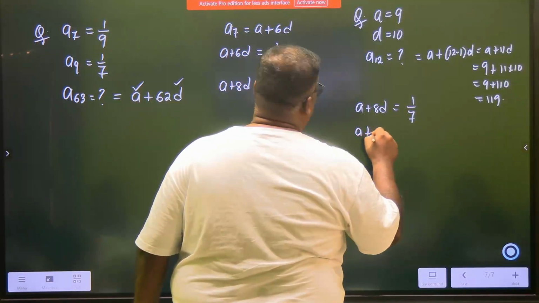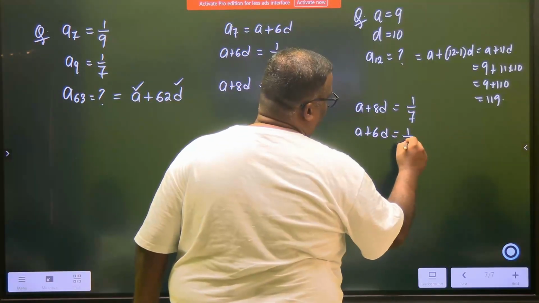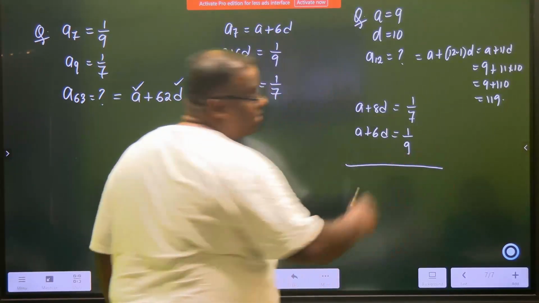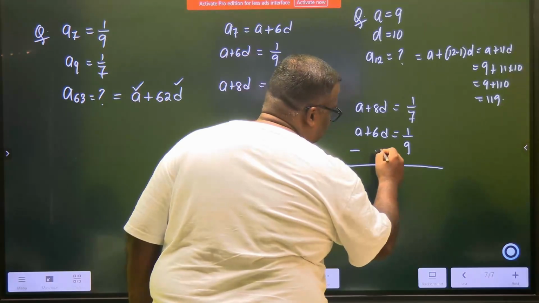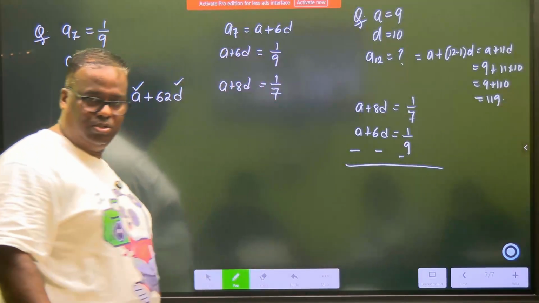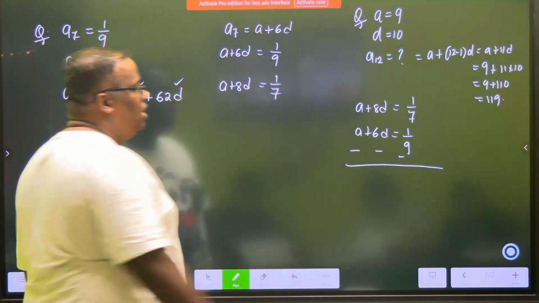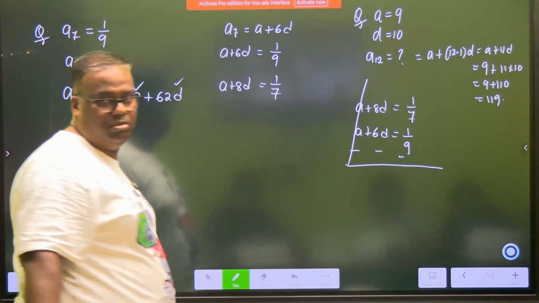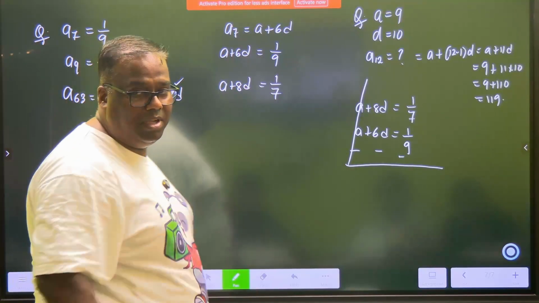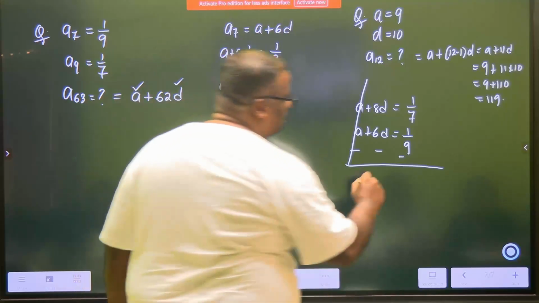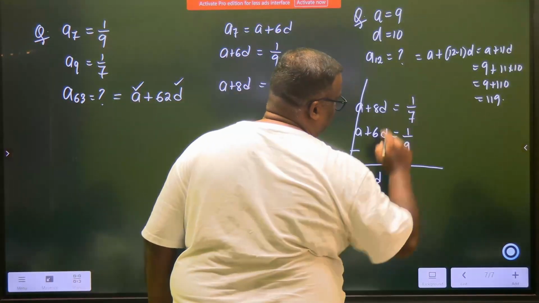Now look. A plus 8D is equal to 1 upon 7. A plus 6D is equal to how much? 1 upon 9. Straight away subtract the two equations. This becomes negative, this becomes negative, this becomes negative. Have you understood? Subtraction we are doing. A minus A is zero. Now it becomes a linear equation in one variable. 8D minus 6D is 2D. This you have to do.